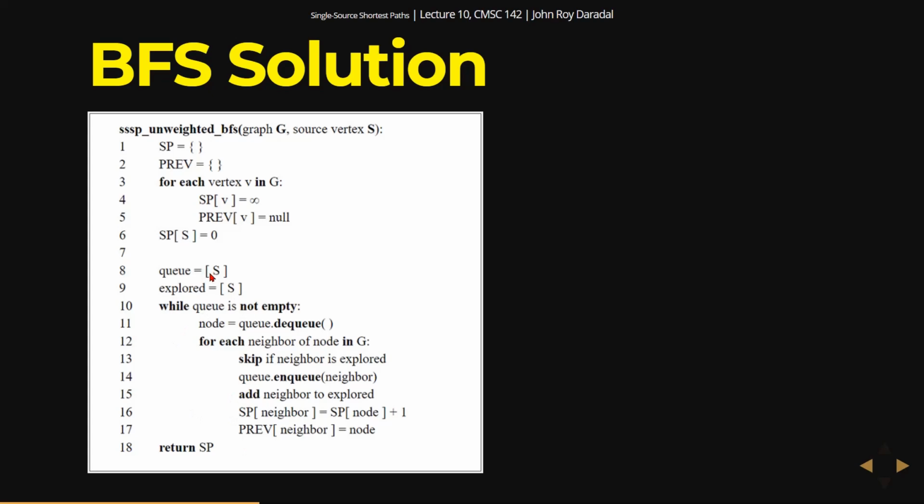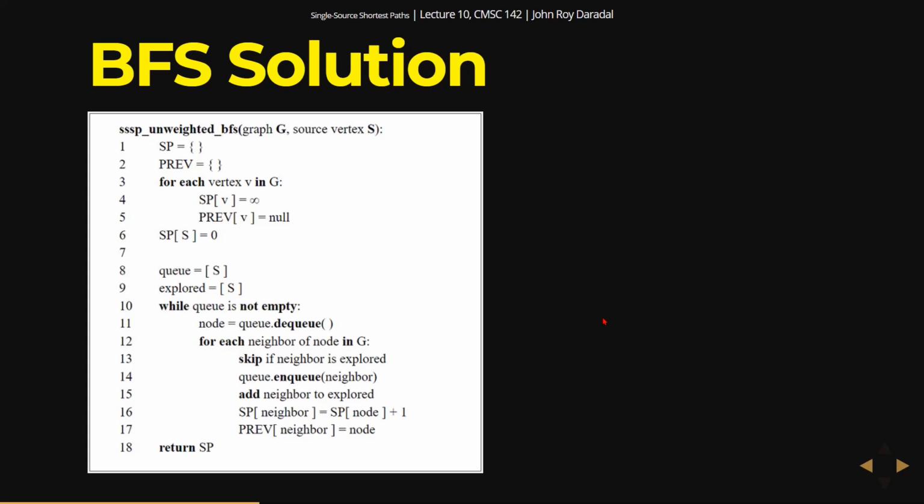So we're using a queue, we're keeping track of the explored nodes, and then we'll dequeue some node, and then for each neighbor, if that neighbor is explored, we'll skip it, otherwise we'll enqueue. And then we'll also mark that neighbor as explored. And each time we do this, we will update the neighbor's shortest path as the previous node's shortest path plus 1. And then we'll also update the previous to that current node, okay, so that we can do the backtrace later on. So it's pretty straightforward.